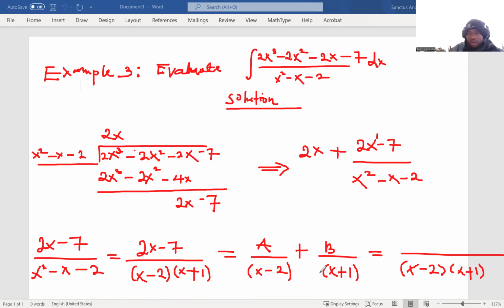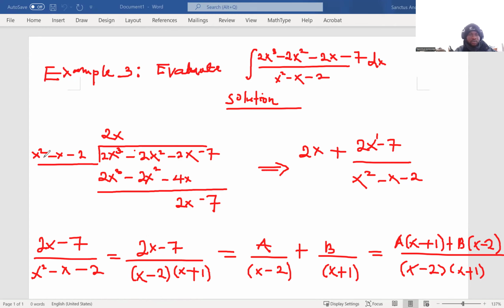So what we're going to do is this divide this is this times that. So we're going to have A bracket x plus 1. We close the bracket. Then if you do this divide that, you have this times that. So you're going to have B bracket x minus 2. Okay, good.